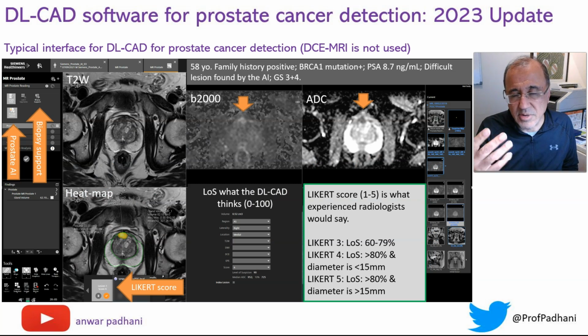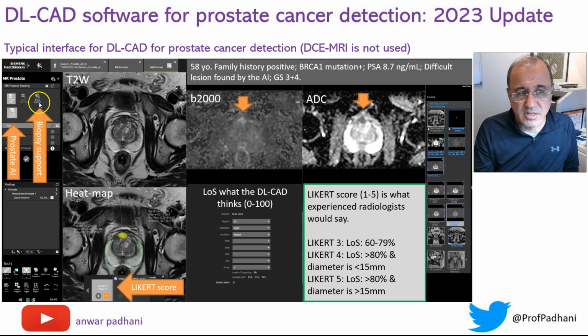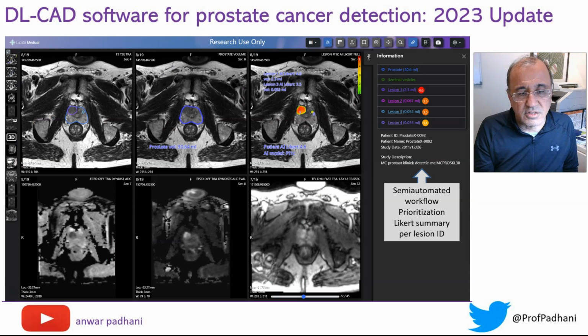So here is the Siemens software. Again, I'm trying to show you the same case again and again, and you see on the left hand side the Prostate AI has to be switched on by pressing this button. The biopsy support is here, and the Likert scores are here, and each lesion has to be either accepted or rejected. This is the Lucida variant of the software, and you can see this is a semi-automated workflow and a prioritization. You can see the most suspicious lesion is at the top, the least suspicious lesions at the bottom, and it gives you volumes of the lesions so you can go through each one, either reject or accept.